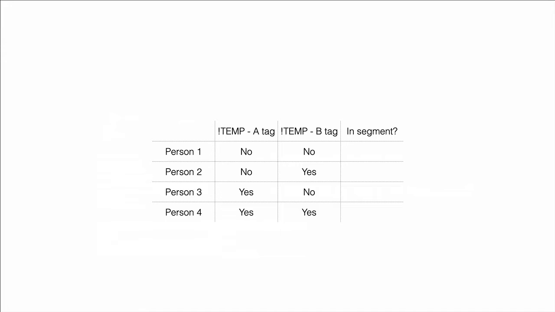Now, here's the scenario. We're just going to map out something where a person can have a temp A or a temp B tag, or both, or none. And so I've printed all the scenarios there, and then we're going to make some segments and see how they work. So first one is simply, does the temp A tag exist? Now in this scenario, there's two people that meet that, person 3 and person 4.